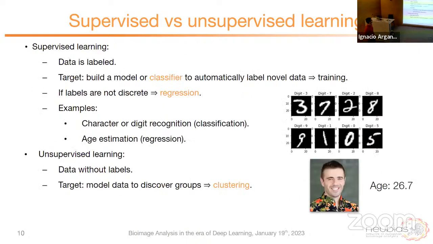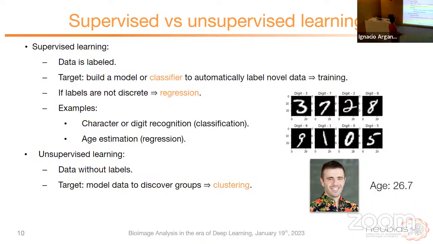So summarizing, we have supervised learning, where the data is labeled, and the target is to build a so-called model or a classifier to automatically label unseen data, in a process that we'll see that we call training. If the labels are not discrete, they're not categories, then we're doing regression.